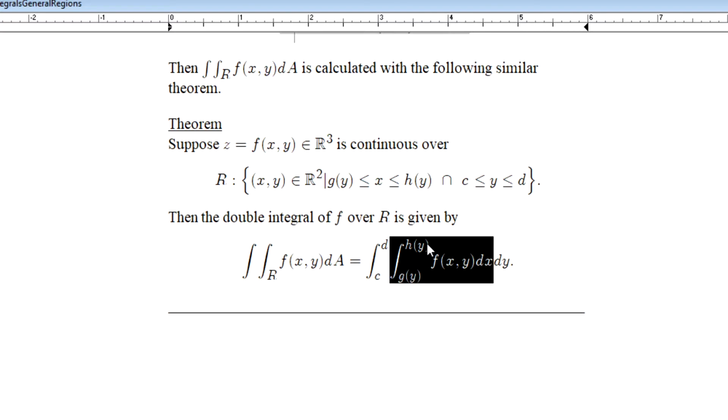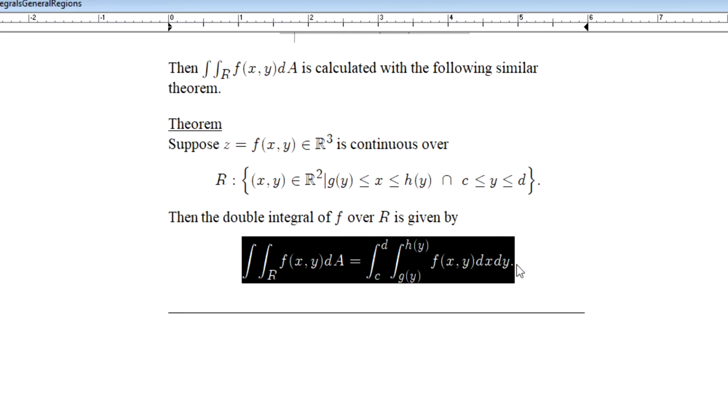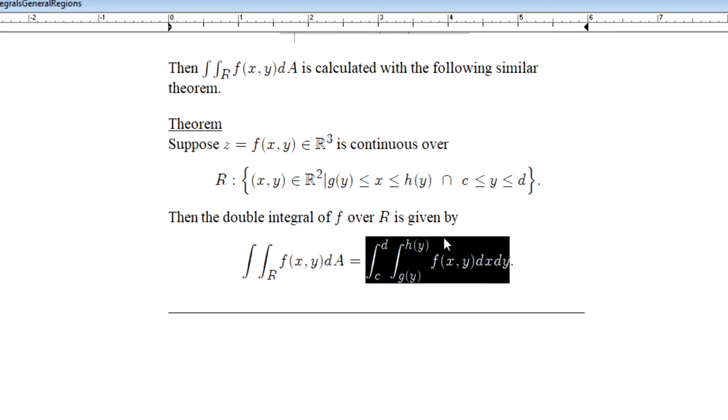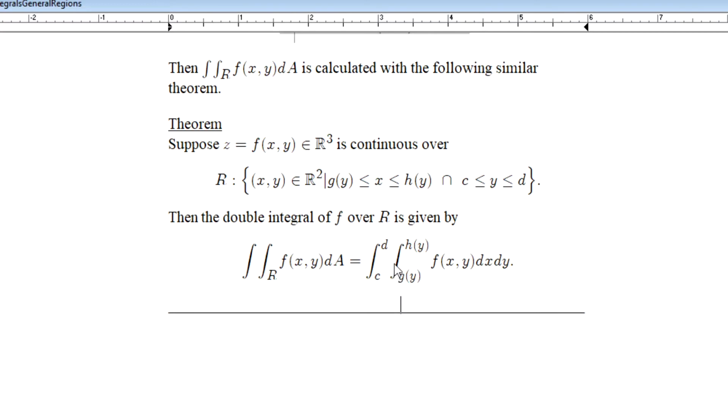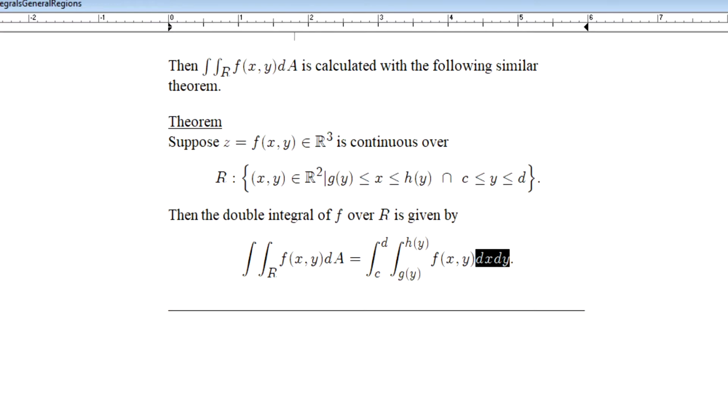That is going to have its antiderivative evaluated across the bounds given by these functions of y, g of y and h of y. And that result will produce a function of y, which you can now come back and integrate with respect to y across the constant bounds from c to d. All right? Notice the order of integration here has changed from the previous theorem with the change in the orientation for the description of R.